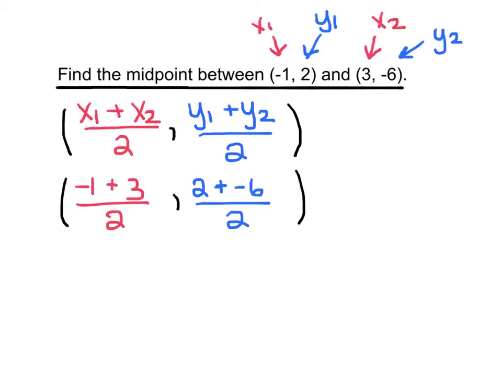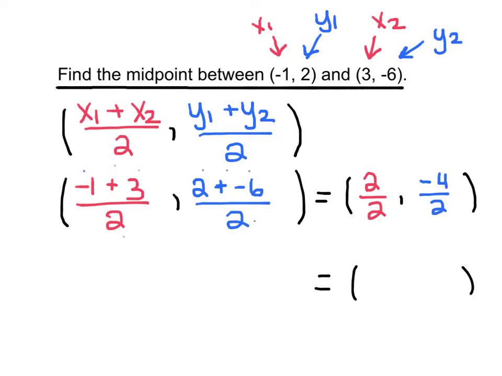For my x-coordinates, -1 plus 3 divided by 2. And for my y-coordinate, we have 2 plus -6 divided by 2. And I just have to solve. So I know that -1 plus 3 gives me 2 divided by 2. And for my y-coordinate, I have 2 plus -6, which gives me -4 over 2. I solve that, and I have 1, -2. And that's my midpoint.